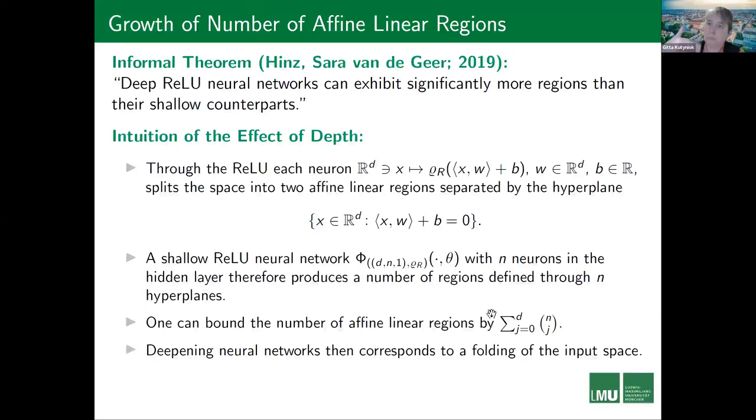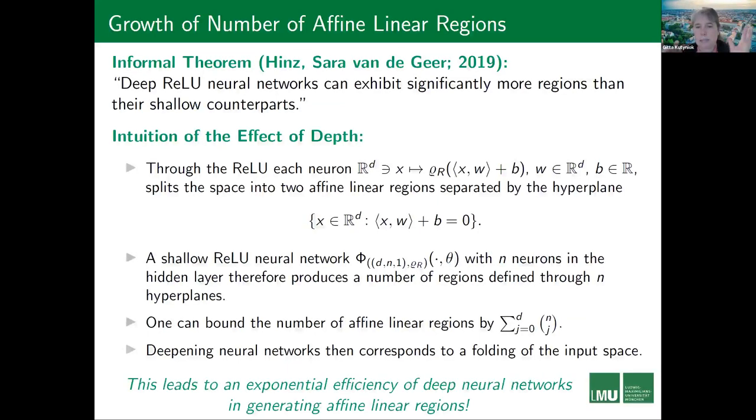And then if you deepen the neural network, you get foldings of spaces. So then you can count how many elements you have. And so basically, you get exponential efficiency of deep neural networks for generating affine linear regions. So in that sense, the depth leads to an exponential increase in expressivity in this sense. So this is counting the affine linear regions, which is also certainly one way.